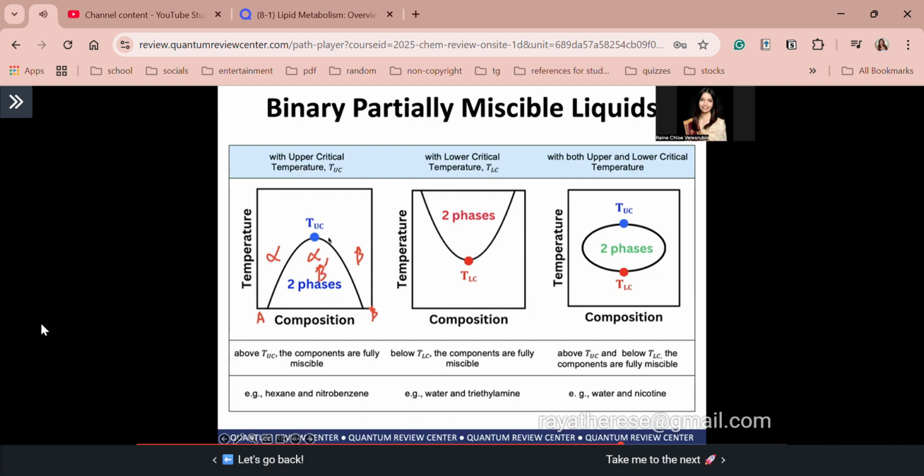Okay? If we increase the temperature above the upper critical temperature, right, you increase the temperature and then it goes above the critical temperature. Now, liquids A and B will become completely miscible. Again, above the critical temperature here, our liquids A and B will become completely miscible. Our example here is hexane and nitrobenzene.